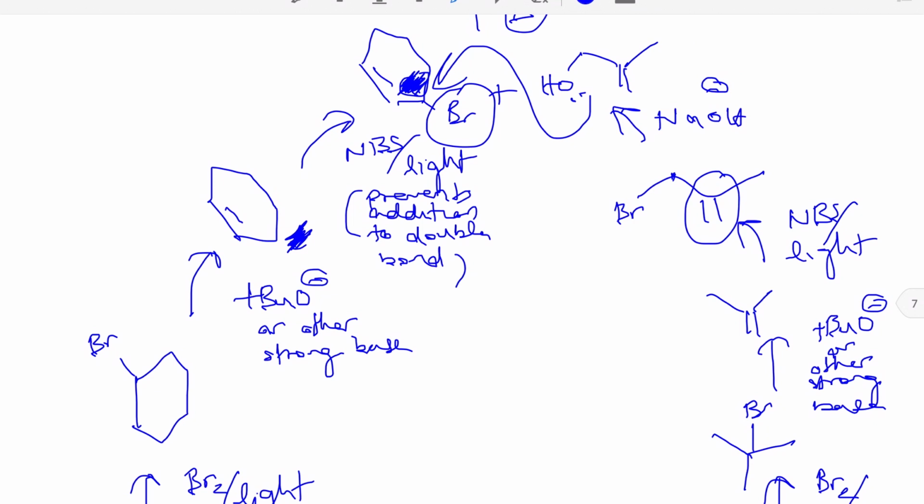Here we see that, sorry, I'm trying to get the right words for this. So we can do an E2 elimination with an alkyl halide like this, which can cause this bromine to leave and form the alkene that we're looking for. And in order to do that E2 elimination, we can again use tert-butoxide or another strong base.